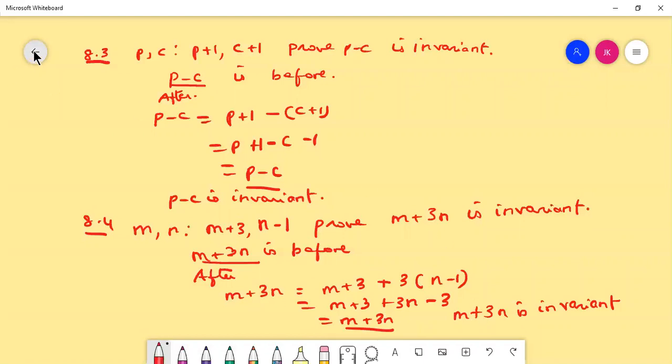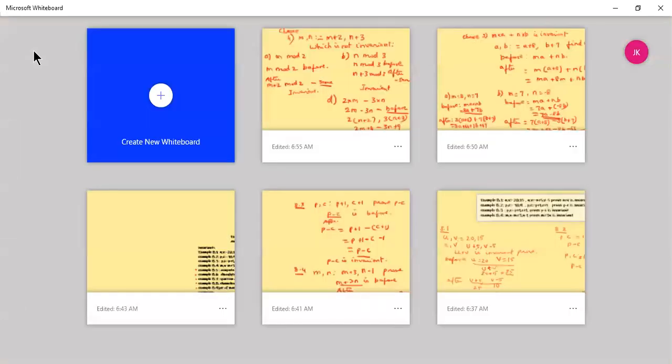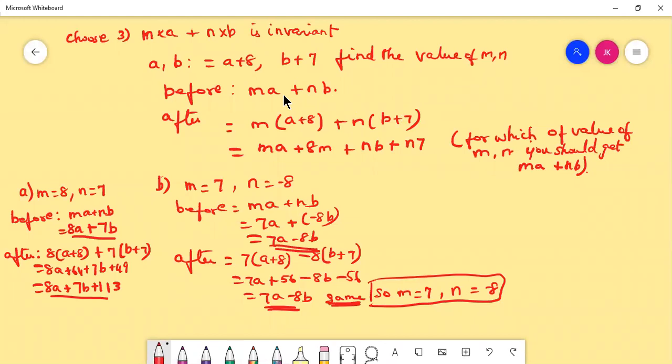Okay. So these are the four examples. Similar examples you have in your choices. See, the concept: what is before, what is after. In both cases, if they are the same, you say it is invariant. If it is not the same, you call it not invariant. Here there is an example in your choices. Similar example, similar solution, you have it in your choices. But the choices are a different concept.